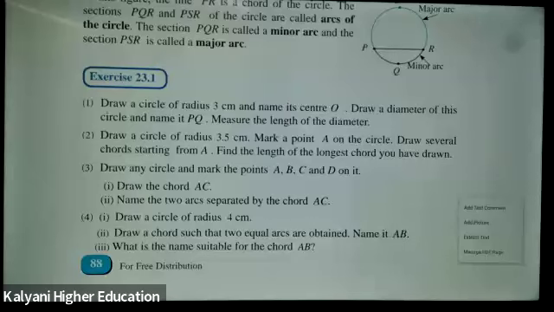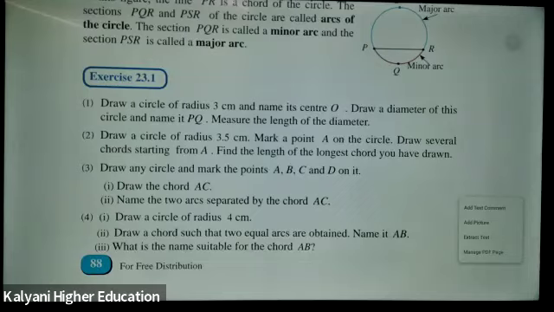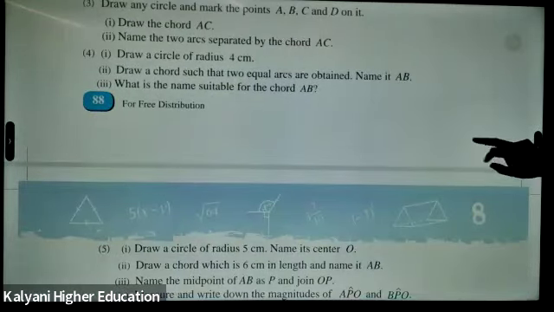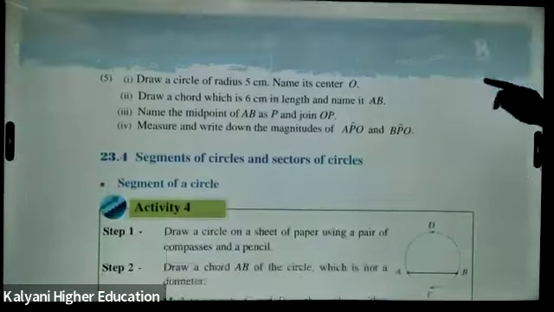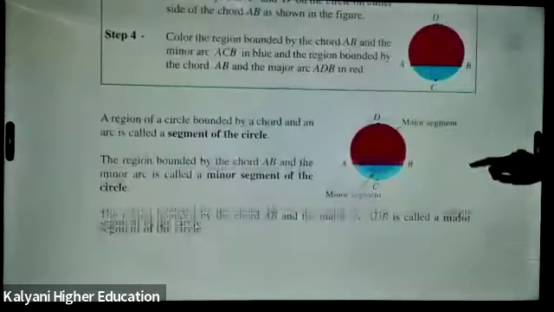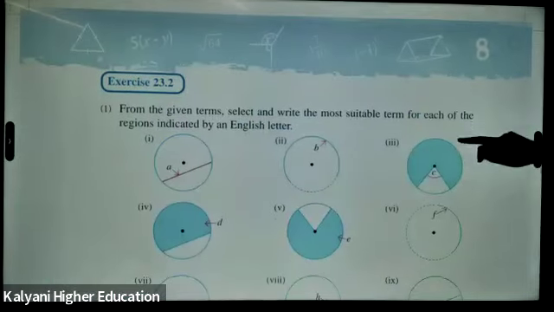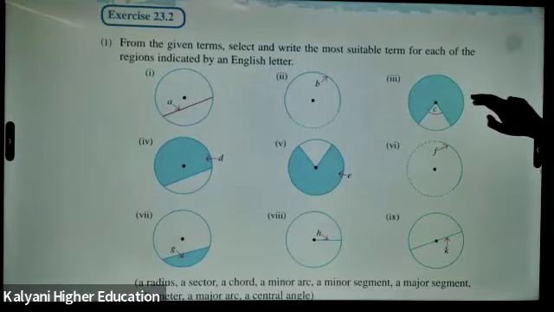First, draw a circle of radius 3 centimeters and name its center O. Draw a diameter of this circle and name it PQ. Remember this exercise, I just roughly explained it and asked you to do it. We did this part in class at school. I'll do that one, don't worry. But first we did this one.